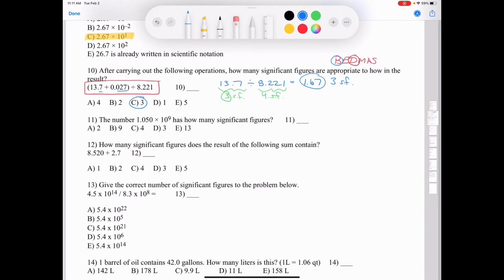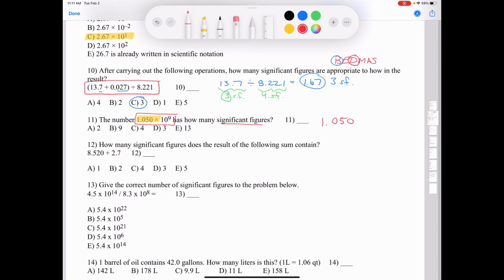All right, let's move on and look at a problem that just deals with how many significant figures are in a number. We have a number that's given to us in scientific notation. If we want to figure out how many significant figures are in a number with scientific notation, we only need to look at the mantissa.